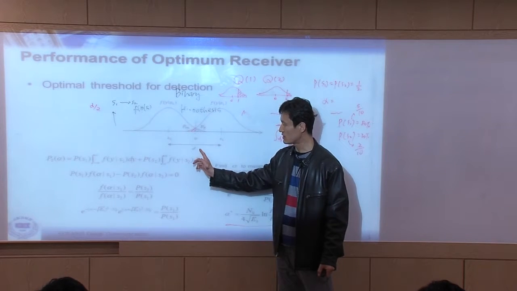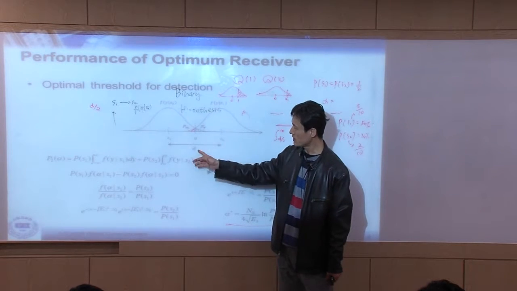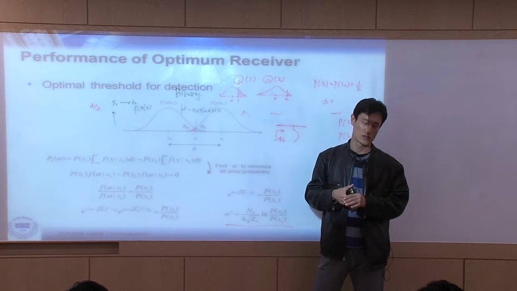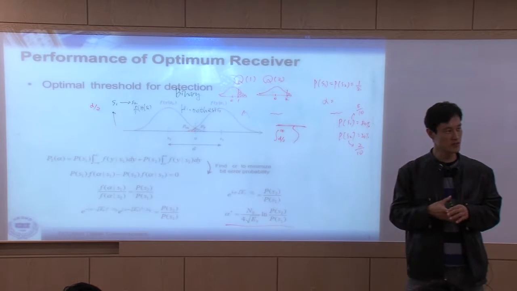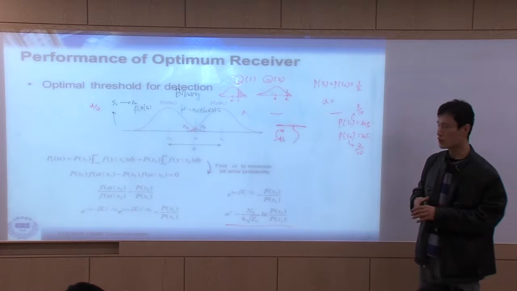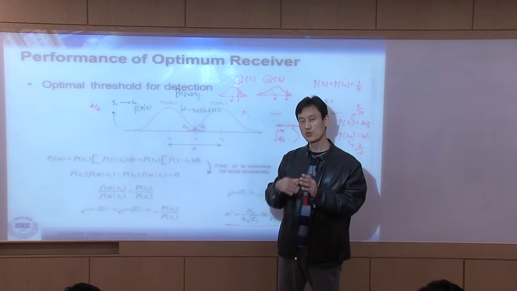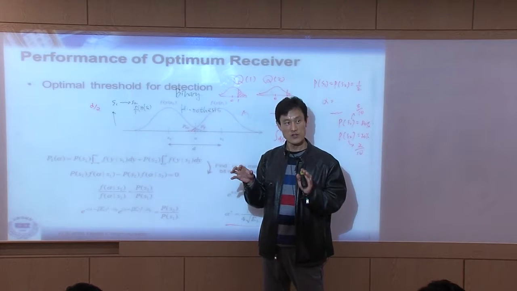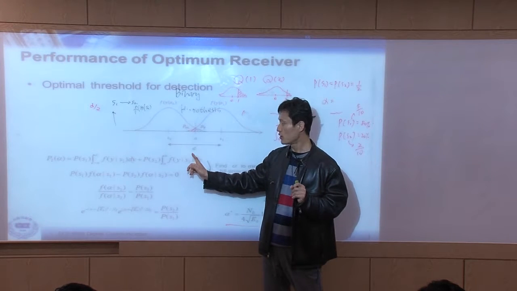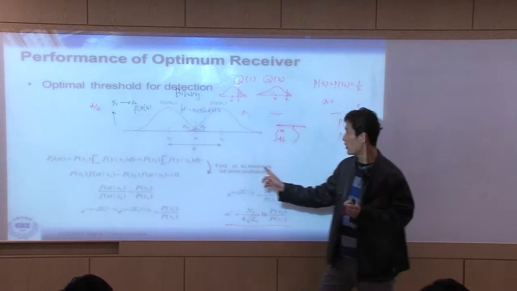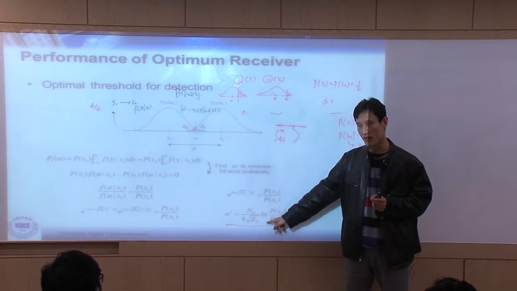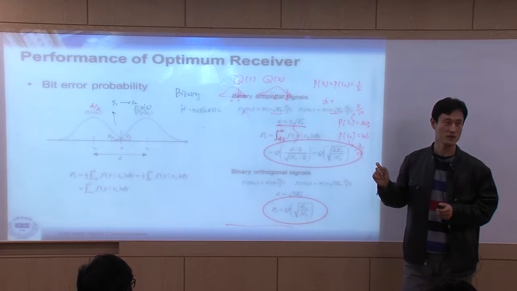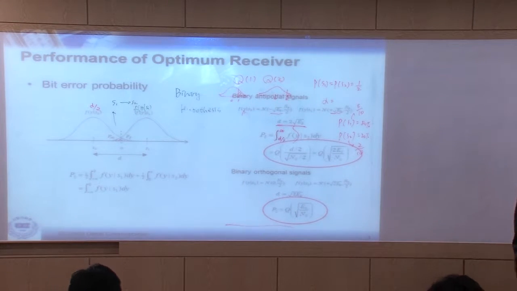And we also need to know about the distance d. In order to find the distance d, first you have to decide what signaling you want to use. Do you want to use antipodal signaling, or orthogonal signaling, or some other? Depending on which signaling you use, S1 and S2 will be decided. Once you decide S1 and S2, we know the D, right? And once you know these two, we know the alpha. Once we know the alpha and D, we can calculate the error probability. Okay? That's the whole process.